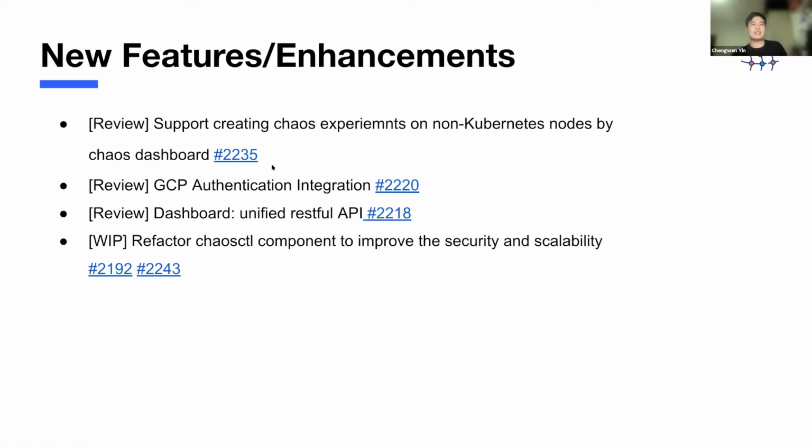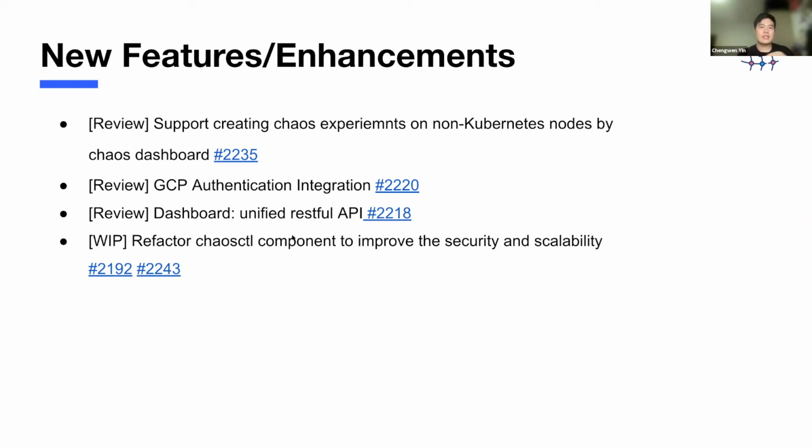Next is about security. In this pull request, users can use a GCP account to log in to the chaos dashboard. This is just the first step; we will continue to support more public cloud providers, and users can use a cloud provider account to log in to the chaos dashboard if you install Chaos Mesh on the cloud.